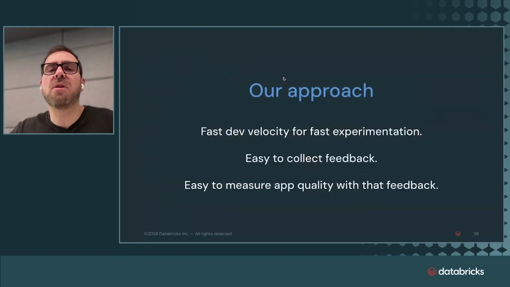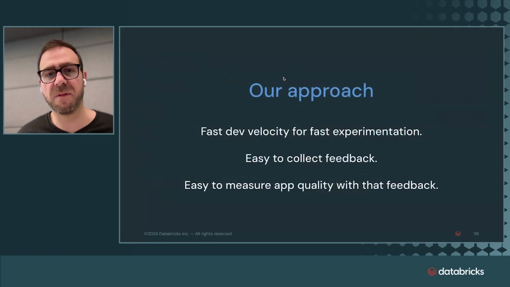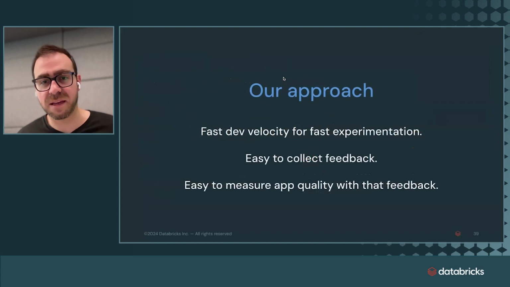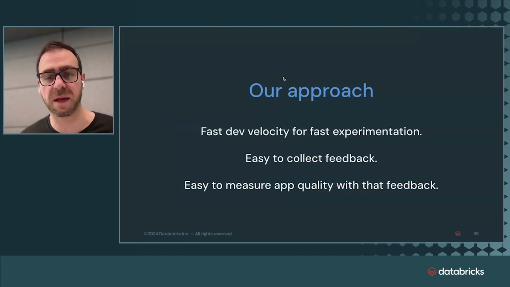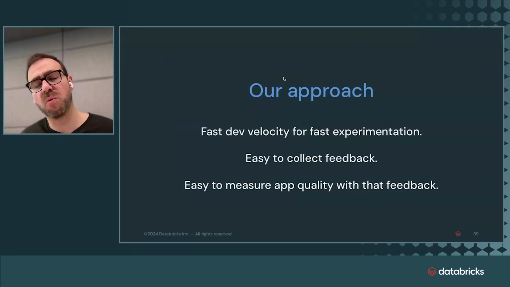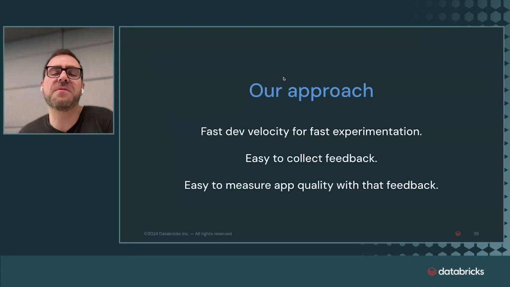Now, let me quickly go over our approach before I hop into a demo of these capabilities. So first, our tools enable a fast developer velocity. This lets you experiment quickly with different settings to find the optimal ones that drive quality in your application. Two, we make it really easy to collect feedback so you can understand how well your application is performing. Three, we make it easy to measure quantitative metrics with that feedback so you can compare different versions of your application on quality, cost, and latency.